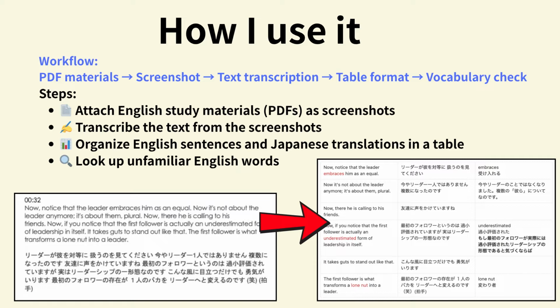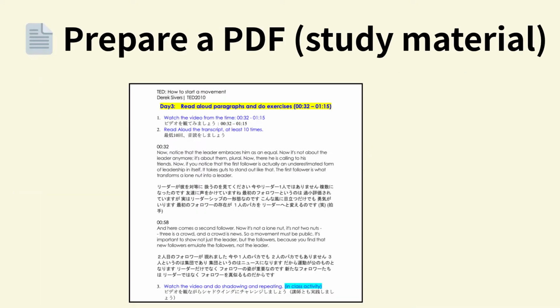I take screenshots of the PDF materials, paste them into Notion, and transcribe the text. Then, I organize it into a table with English and Japanese and check the vocabulary. This time, the material is an English lesson based on a TED Talk.